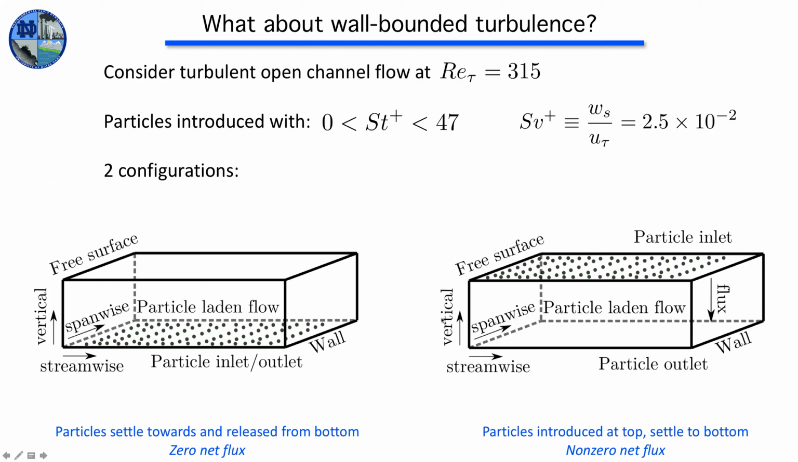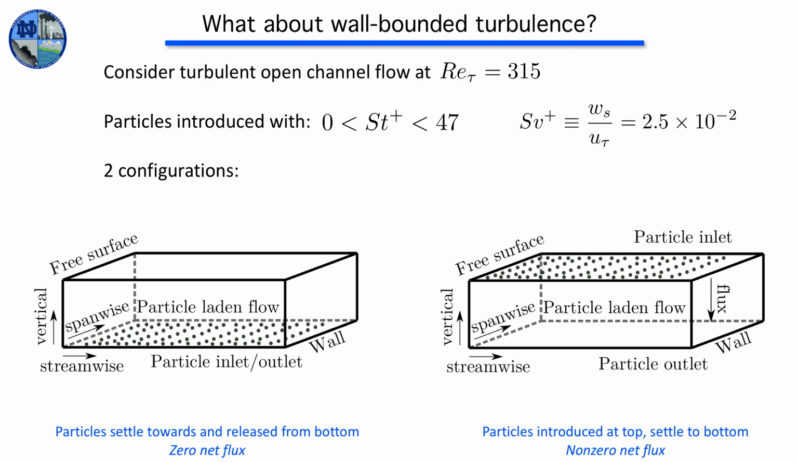In contrast to that, we run the same exact turbulent flow. So the flow is identical because they're one-way coupled. But here we introduce particles at the top. They settle down towards the bottom. When a particle reaches the bottom, it's removed and added to a random location at the top with a velocity equal to its settling velocity. So here we have a non-zero net flux. And so there's a net flux of particles from the top to the bottom on average after you've reached a statistically steady state.